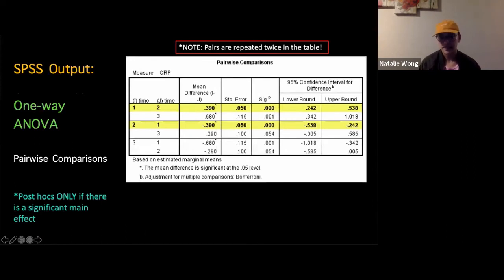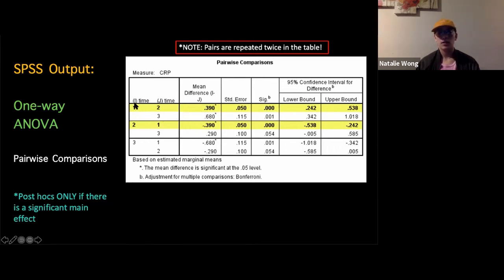Lucky for us, we only had 3 levels. So we're only looking at the comparisons of the pre and mid, the pre and post, and the mid and post CRP concentrations. Okay. Remember that we have redundancies in our table, so that's why these 2 rows are highlighted, right? The difference between 1 and 2 is the same as the difference between 2 and 1. Same pair, okay? They have the same p-value, they have the same mean difference. One of them is just negative and the other one is positive, right?